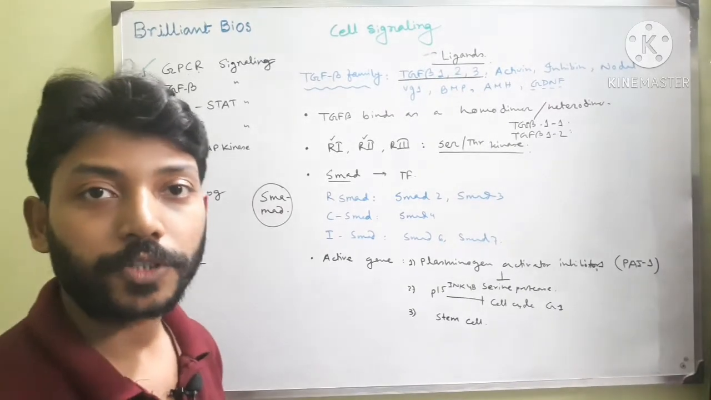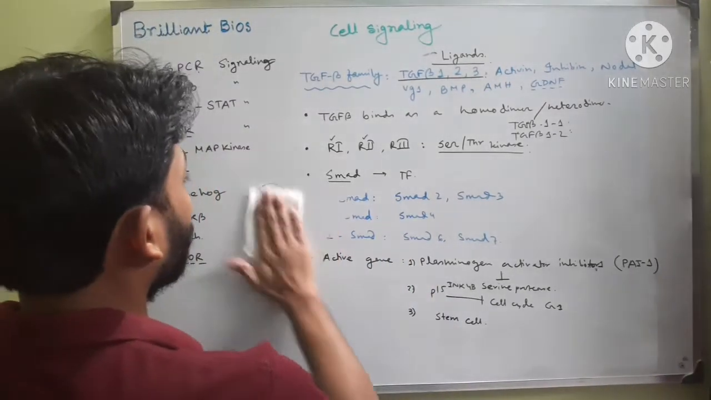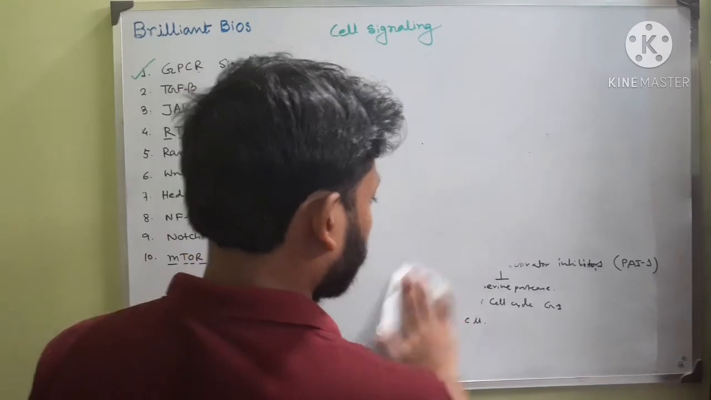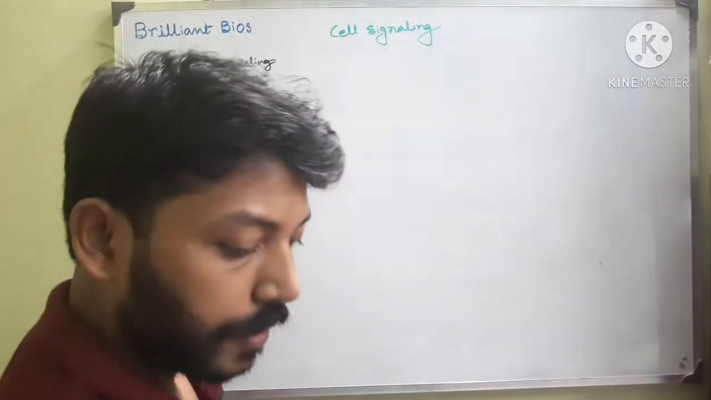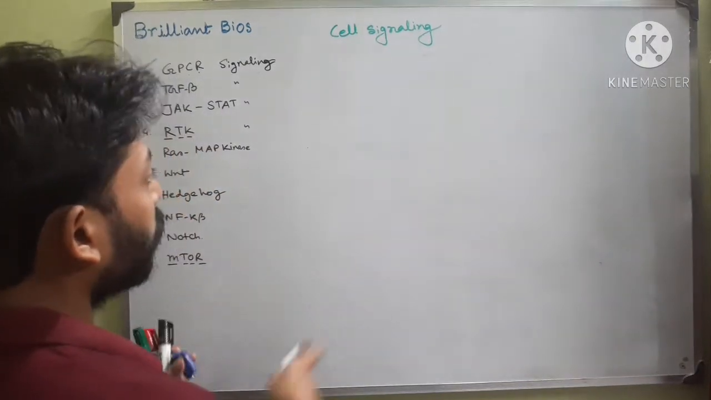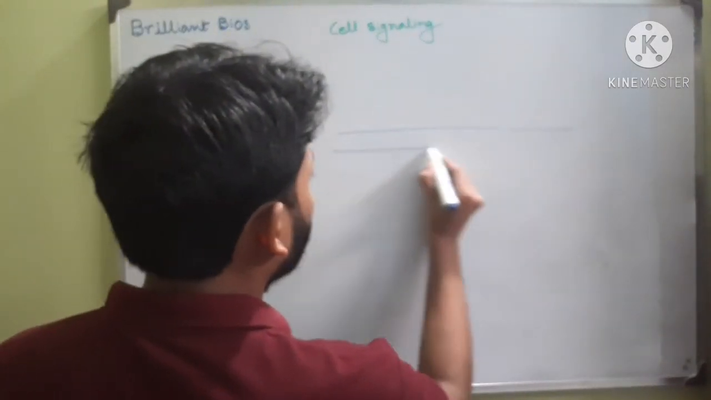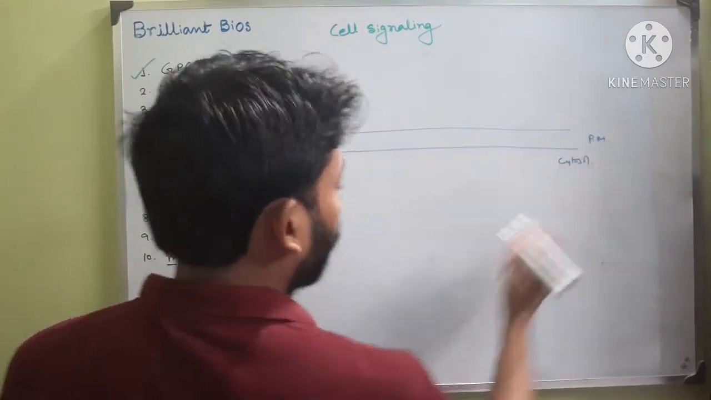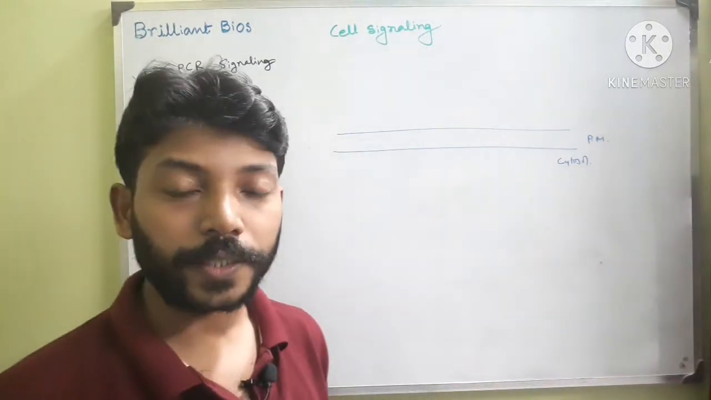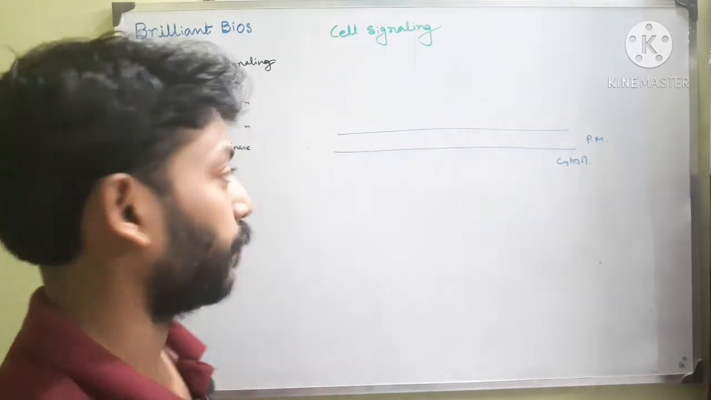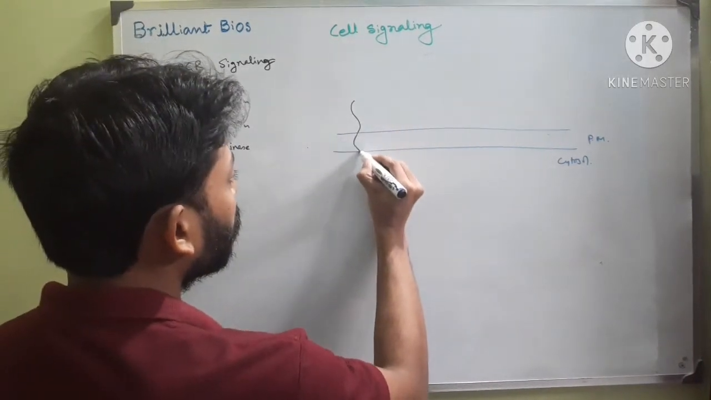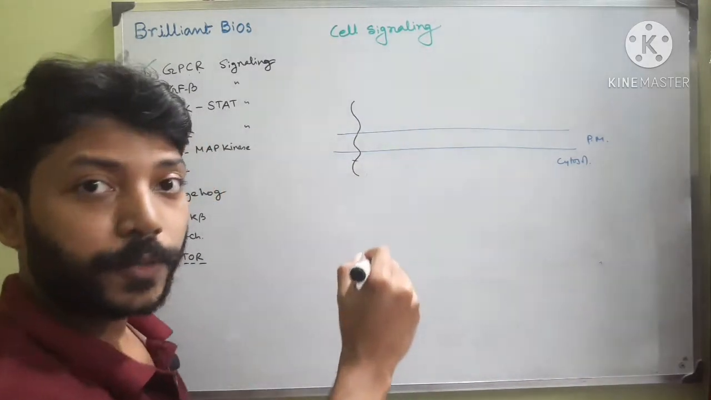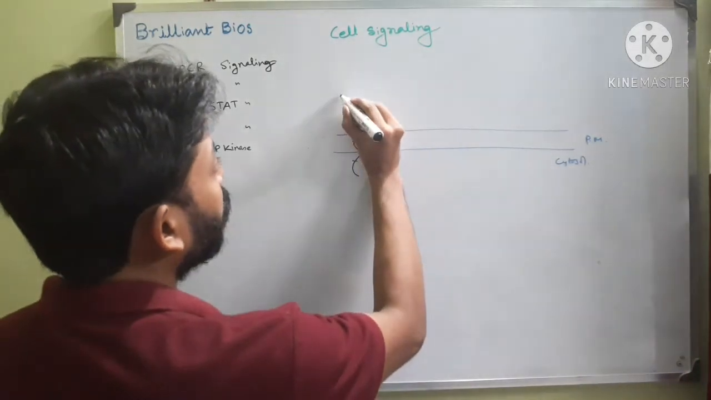Now I will show you how TGF beta signaling pathway actually occurs. Suppose this is the plasma membrane of a cell. This is the bilayer. This is the cytosol. There are two ways the TGF beta pathway can activate. The first is, let's suppose this is a transmembrane protein. This is called R3.